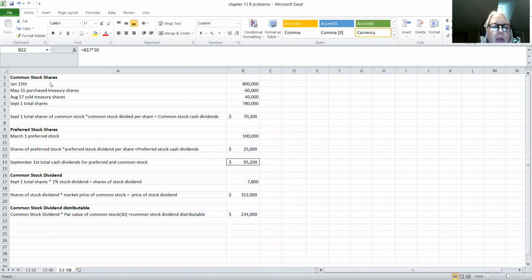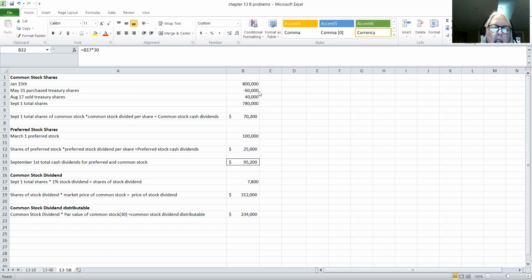First of all, what we have to do is determine what the total shares are going to be at September the 1st. Our common stock shares as of January 15th were 800,000. You'll remember that was after the stock split. Then on the May 31st transaction, we purchased treasury stock. In other words, we bought back 60,000 shares from the 800,000 shares of common stock that we originally had.